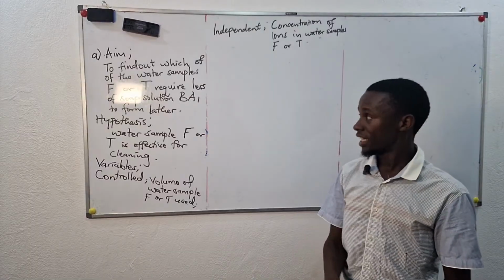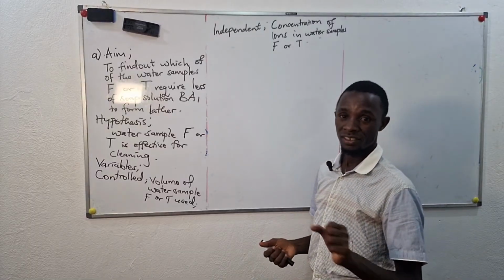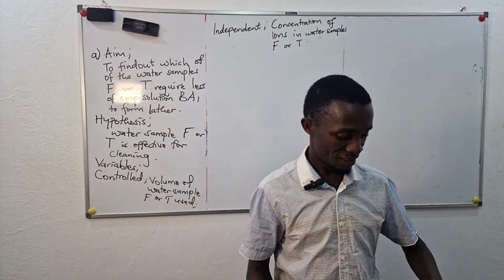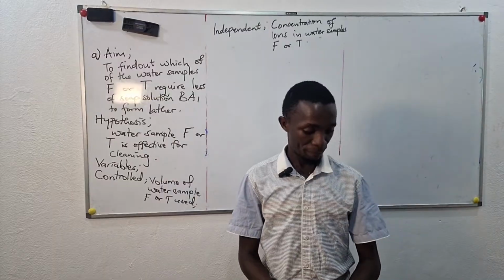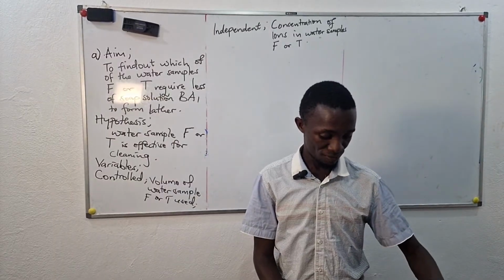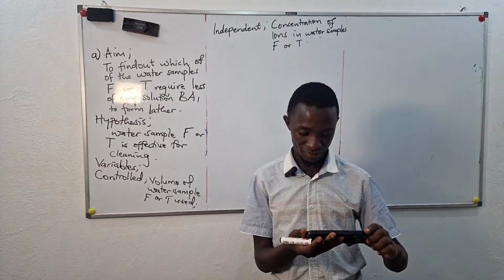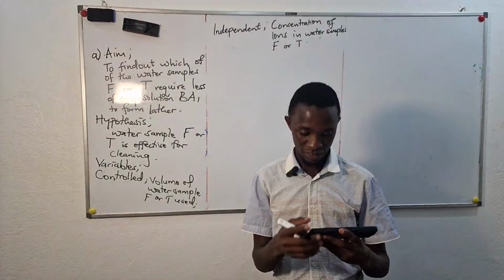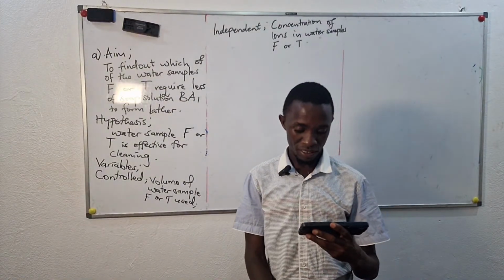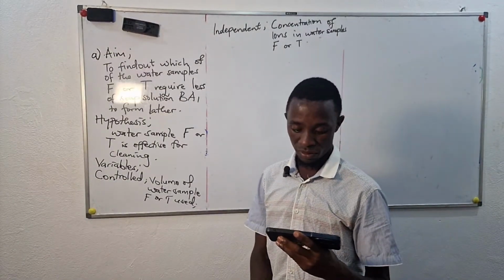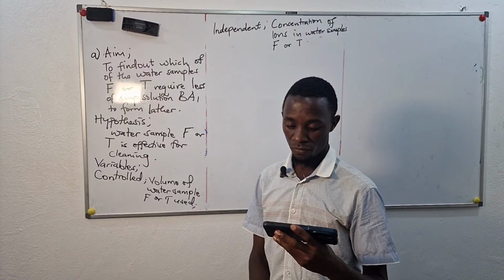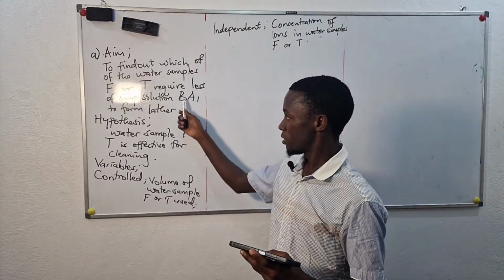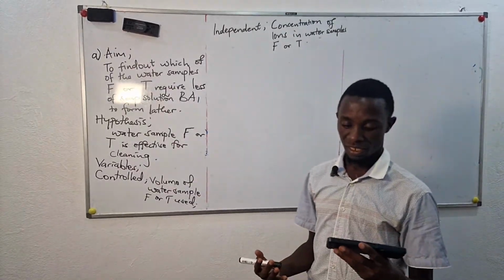The advantage of such lessons, members, you can pause, you can forward, you can rewind. And I have suggestions here. But is suggesting an aim, is saying to determine which of the water samples T or F forms permanent lather easily with soap solution, BA1, that is okay. That is very true.